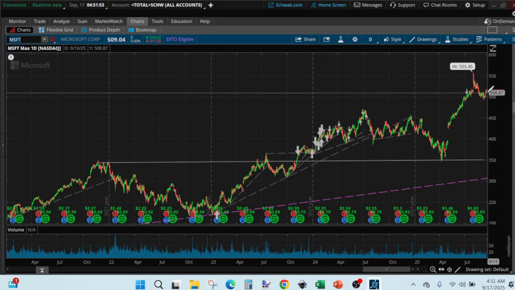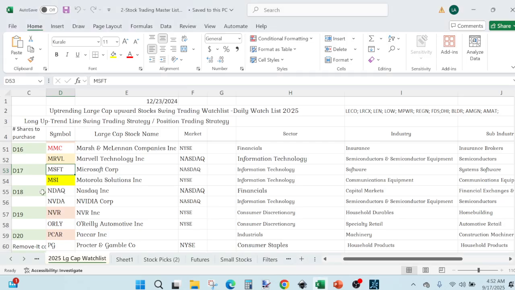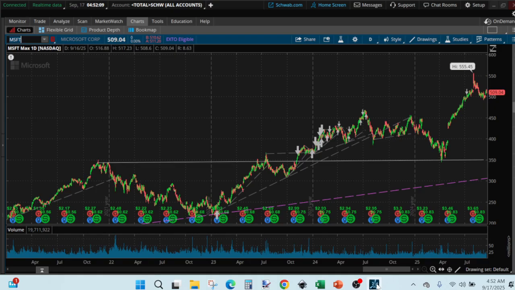But the long uptrend line swing trading strategy analysis consists of comparing where the price is right now to where we want to buy, aka enter the trade. If we do not have it yet in our portfolio, and that's why it's not highlighted, the one that is highlighted means we bought it already. And if you already have it in your portfolio, comparing what the price is right now to where you want to sell it, aka exit the trade.